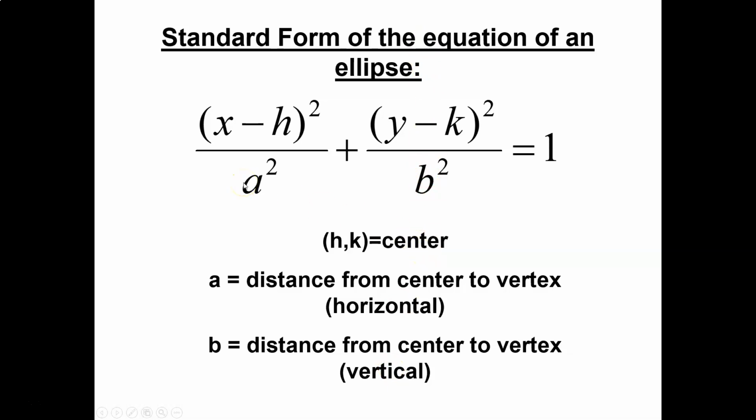a and b, for this to be an ellipse, should be different numbers. If a and b are the same number, what do you have? You've got a circle, right? If you go left or right 5 and up or down 5, you actually have a circle. You don't have an ellipse for that. So if a and b are ever exactly the same, you should have done it like a circle instead.